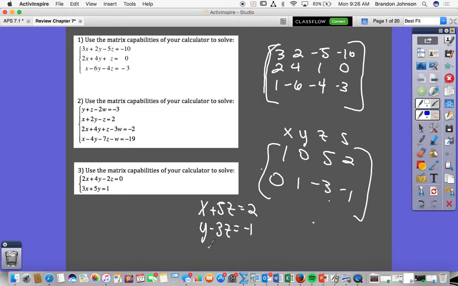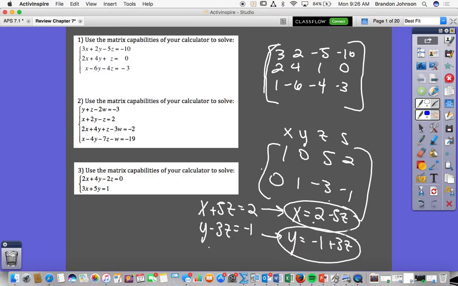That's all we're doing. So they've already simplified it for you, so you're just going to say x equals, a couple of you said it, 2 minus 5z. That'd be number 1. And that's it. What would y be equal to? Close. Negative 1 plus 3z. Good, we got that.